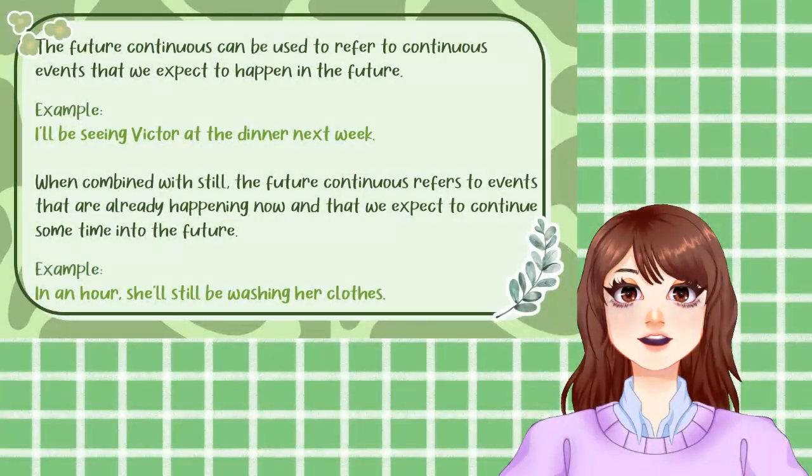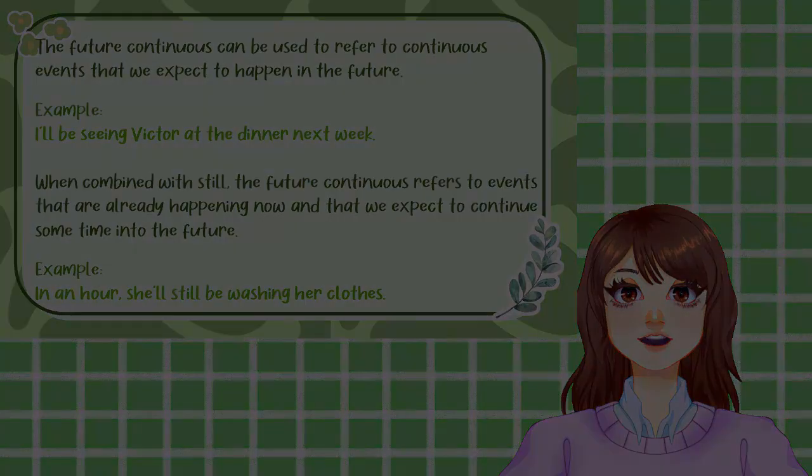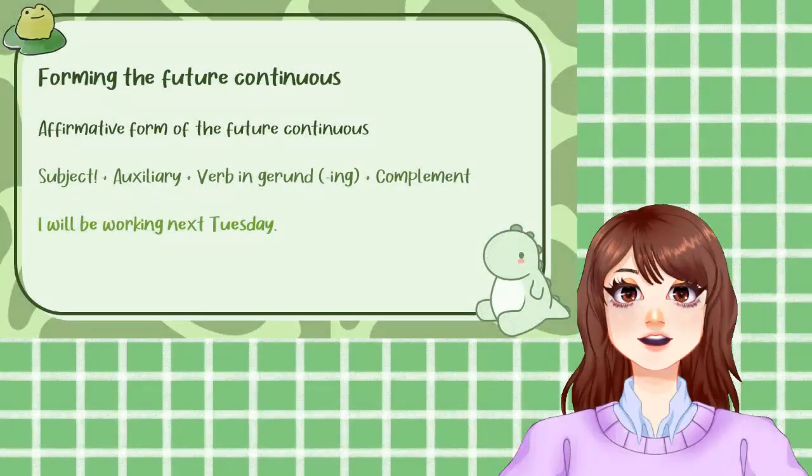The future continuous can be used to refer to continuous events that we expect to happen in the future. For example, I'll be seeing Victor at the dinner next week. When combined with still, the future continuous refers to events that are already happening now and that we expect to continue sometime into the future. For example, in an hour, she'll still be washing her clothes.